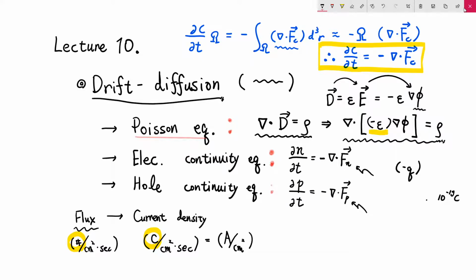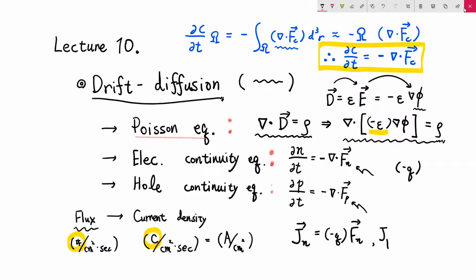Okay, then since an electron just carries minus q, in order to convert our electron flux into the electron current density, usually we have to do it this way. Jn, the electron current density, is given by Fn, the electron flux, multiplied by minus q. That's all. And how about the hole?